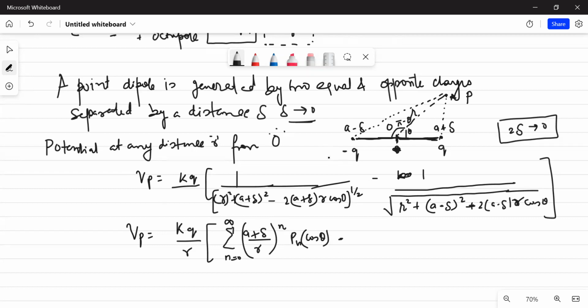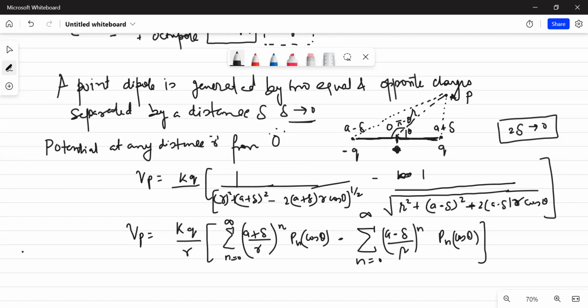I did not actually define it very nicely, but जो एक बार मैं समझाने की कोशिश कर रहा हूँ कि इन दोनों के बीच का डिस्टेंस जितने छोटे से छोटा लेने से उतने छोटे से छोटा ले सकते, so that is what I have done. So summation, and I'll write here from n equal to 0 to infinity, I'll write A minus del upon R की whole power n, and then you have this Pn cos theta. Is that clear? Okay, I think it is fine.